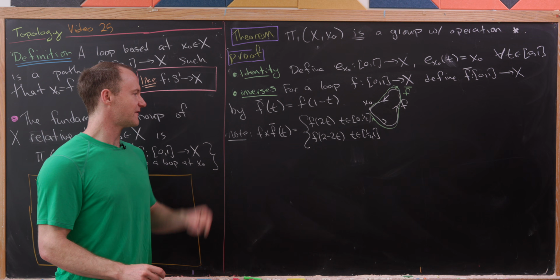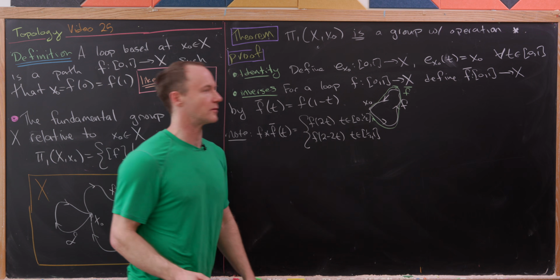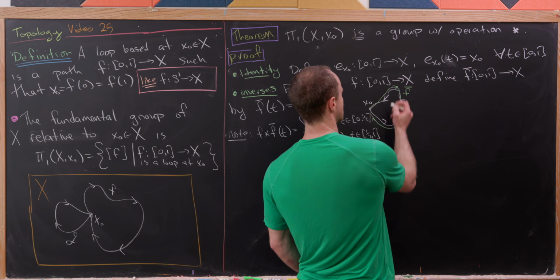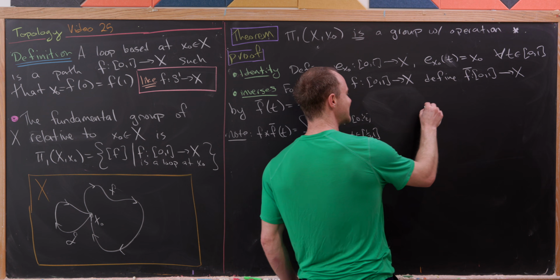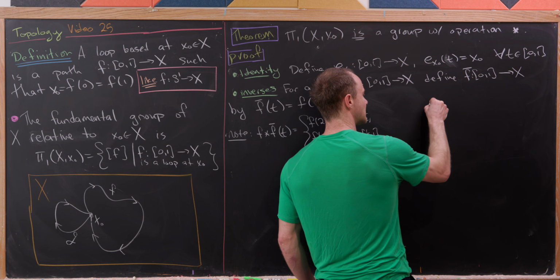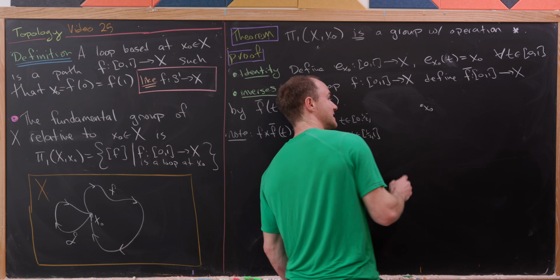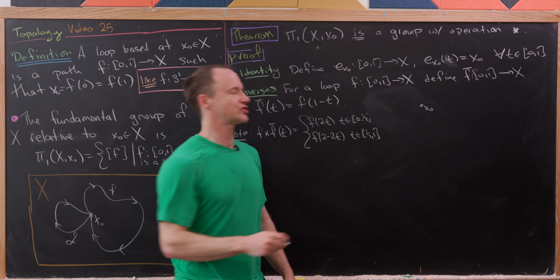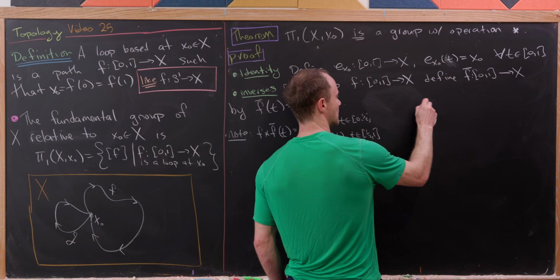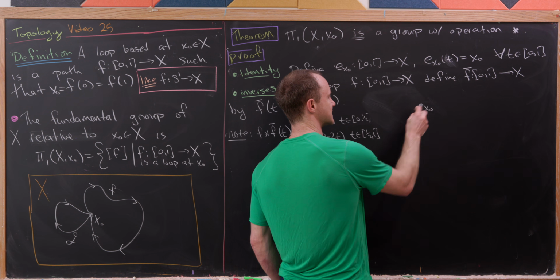And so what is f star f bar doing? So let's see. So it's simply traveling along a path twice, once in one direction and once in the other direction. So maybe we could draw this and see what's happening.